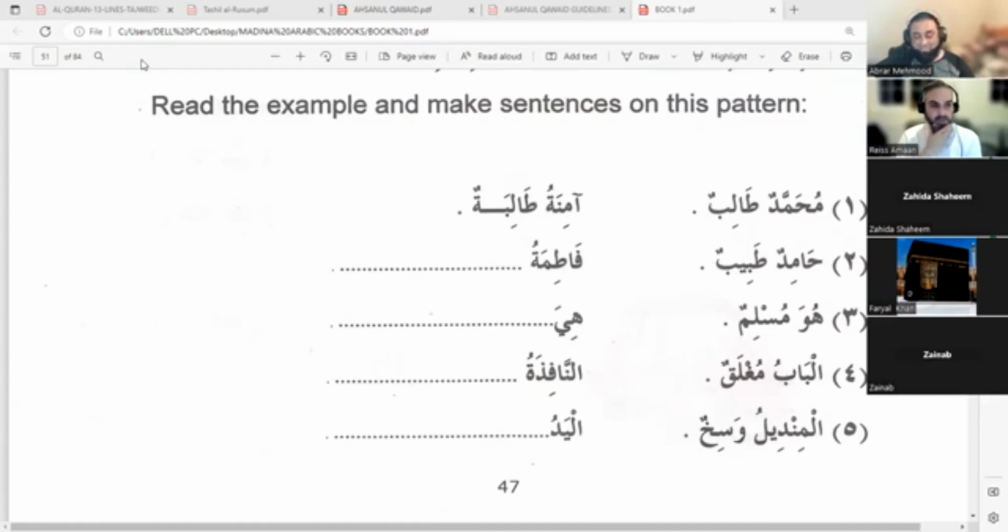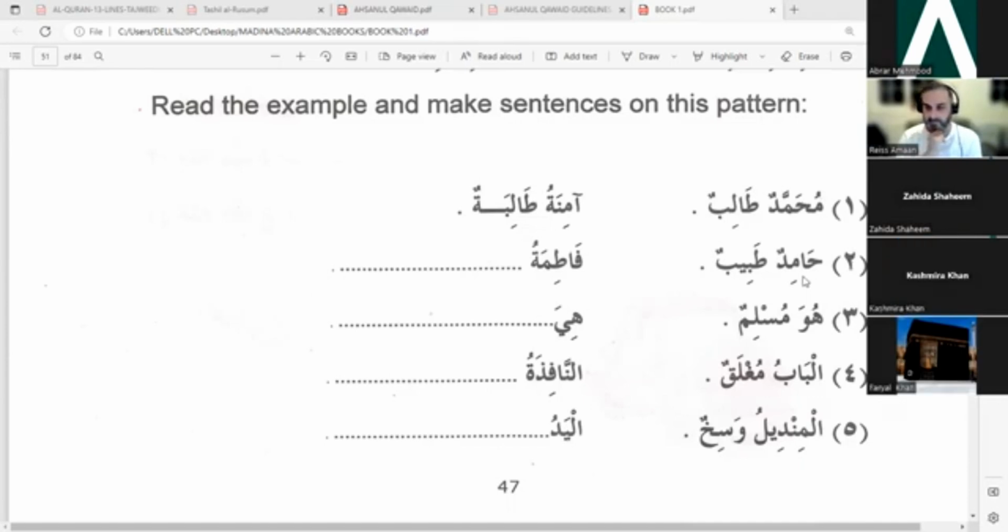Right, Brother Ace. Bismillah. So Sister Kashmira, please go ahead with the second one. Hamidun tabibun. Fatimatu tabibatu. Is that right? Tabibatun, yes. Good. As you noticed, everybody, you got a male version on the right-hand side, and you got a female pattern on the left-hand side.